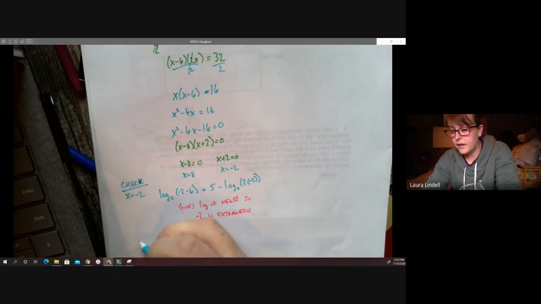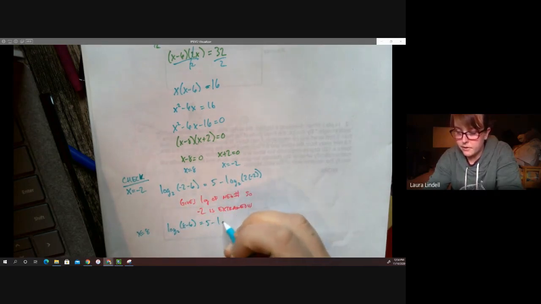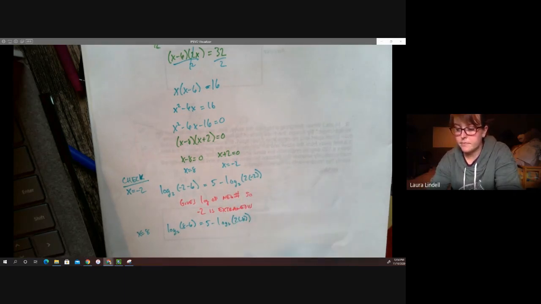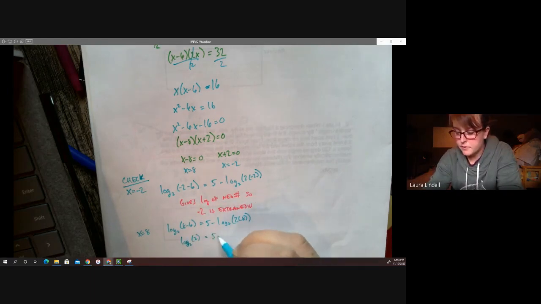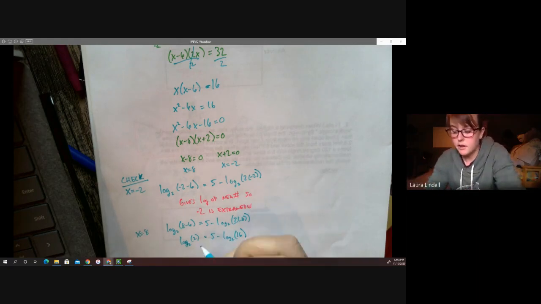So then we can check x equals 8, where we get log base 2 of 8 minus 6 equals 5 minus log base 2 of 2 times 8. So log base 2 of 2 and log base 2 of 16, which is something that we can do. So it's not extraneous. So we could just stop there if we wanted to.